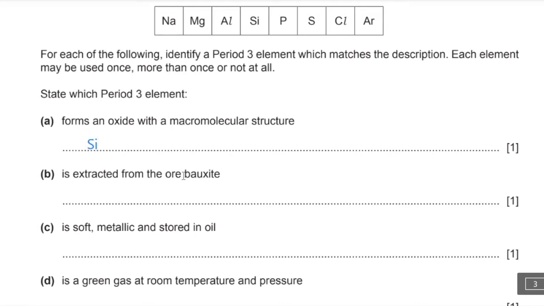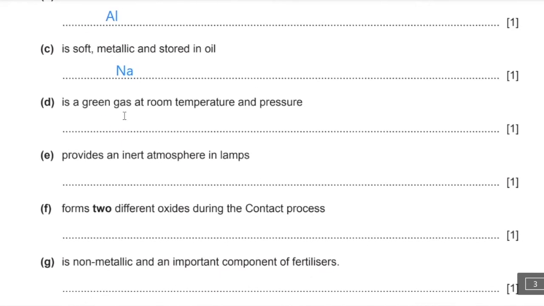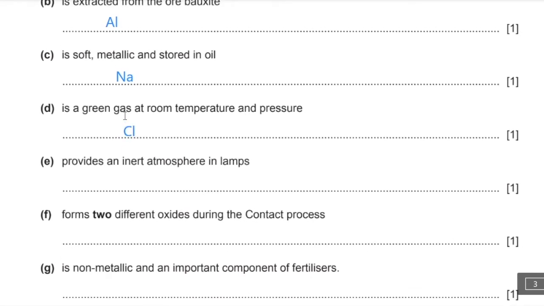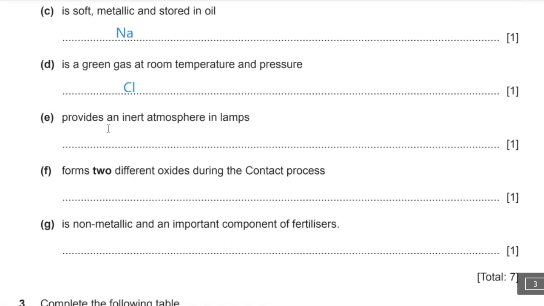B is extracted from the ore oxide, which is aluminum. C is a soft metal stored in oil. This is sodium, which is soft. D is a green gas at room temperature and pressure. So we have chlorine over here. E provides an inert atmosphere in lamps. This is going to be argon.